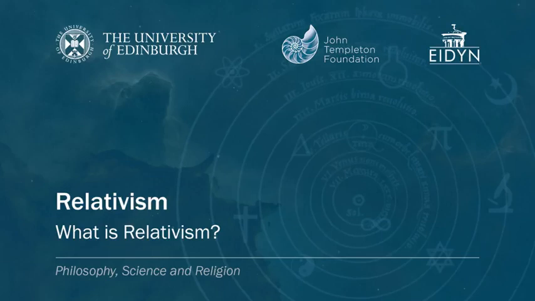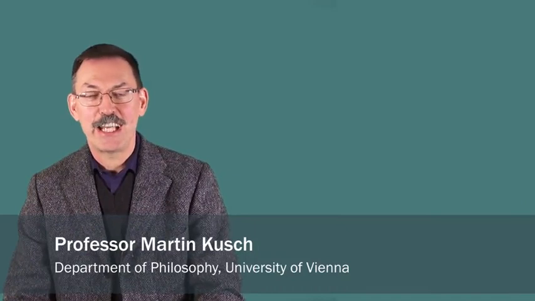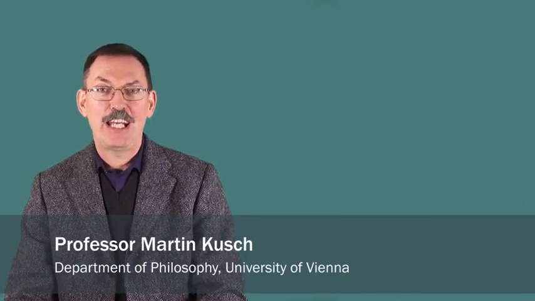Hello, everyone. My name is Martin Kusch. I'm professor for philosophy of science and the theory of knowledge at the University of Vienna in Austria. And over the next 45 minutes or so, I will tell you a bit about relativism, and in particular about relativism in the study of science.